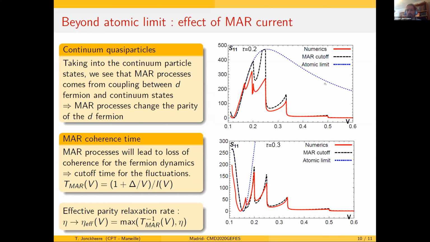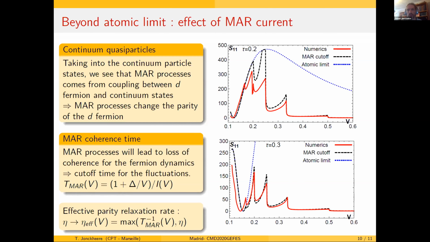So again, this is a comparison between the full numerics in red. The atomic limit is the same as before, in blue. And the black one is the one where I introduce effectively the effect of multiple Andreev reflection current. And at transparency 0.2 or 0.3, you can see that we get very good quantitative agreement between the full numerics and the simple atomic limit formula, including the effect of multiple Andreev reflection.